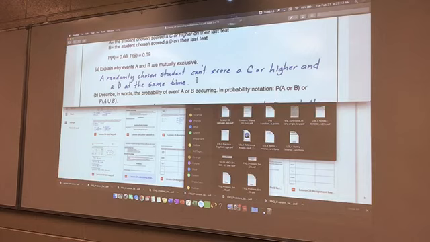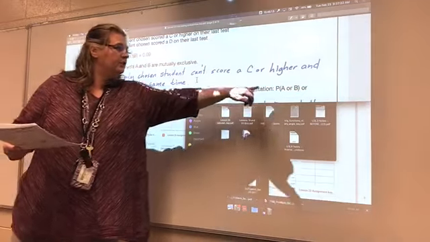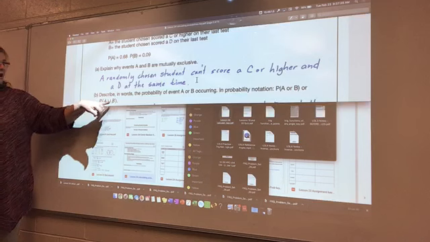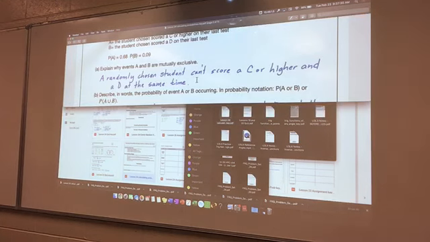All right. How would you describe in words the probability of event A or B occurring? Here's your notation. Here's A or B, and the union is what or means. How would you write that?